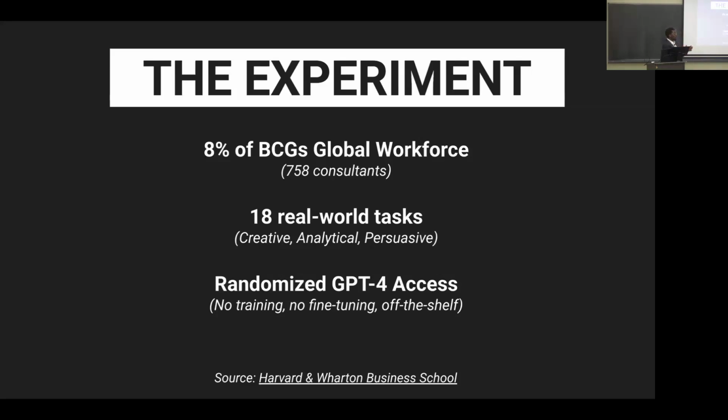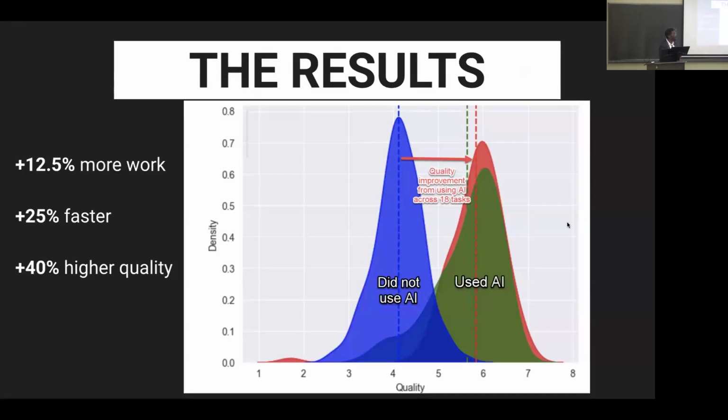We gave half of the group GPT-4 access, and half just had to do the 18 tasks, as if they were a consultant hired on the case. We gave no training, no fine-tuning. It was just off the shelf. The results were pretty interesting. We noticed that the people who had AI were able to do about 13% more work. They did it about 25% faster. And the output, when rated by evaluators, was 40% higher, meaning that they had more quality outputs.